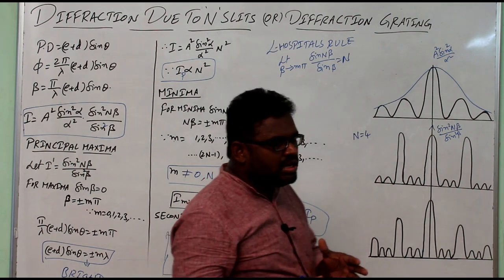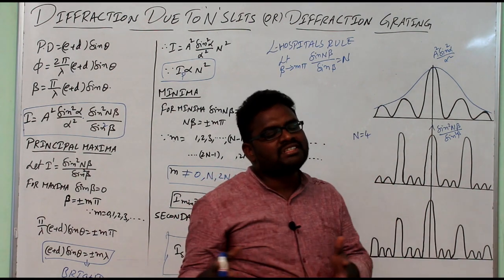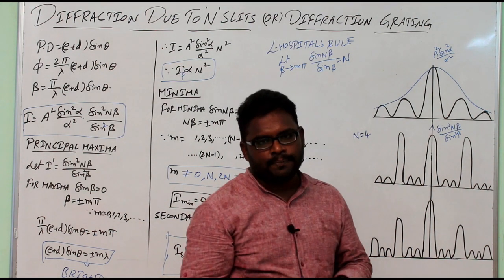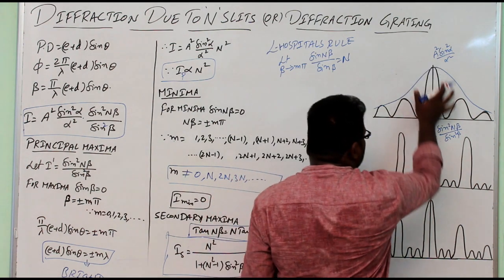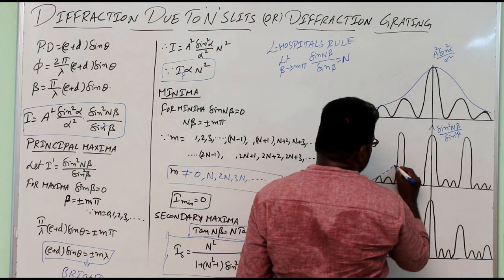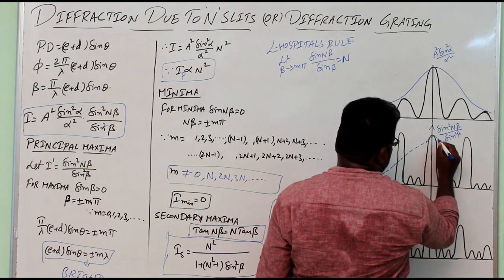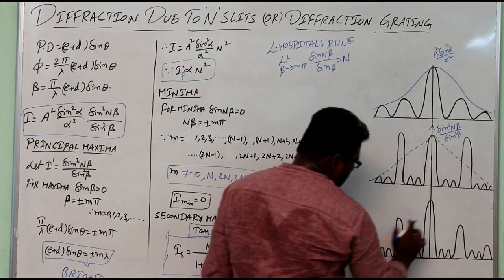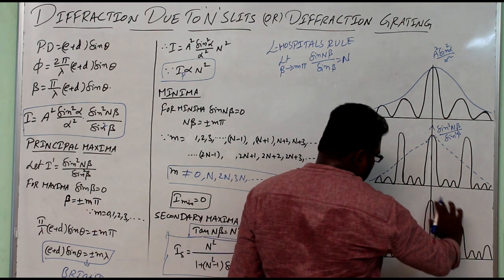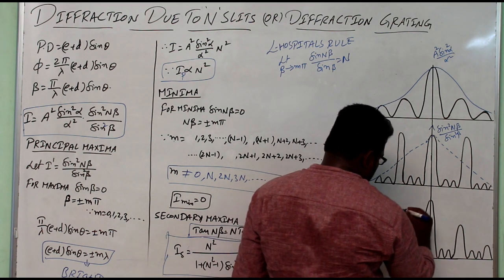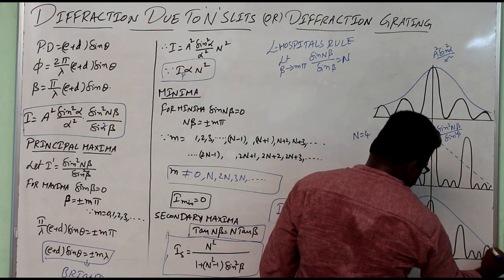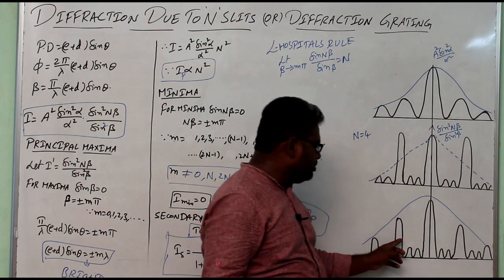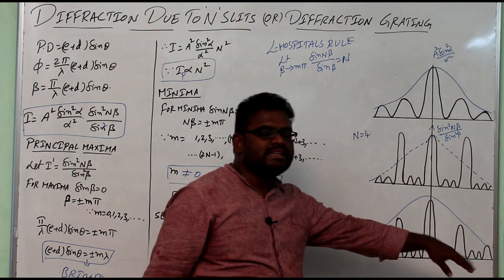We cannot see single slit diffraction separately, and we cannot see interference due to N number of slits separately. Together they form on the screen. So now this will come and overlap on this, like this. These parts will get cut off, and finally you can have this. So this is your principal maxima, first order, second order, on the right side and left side.